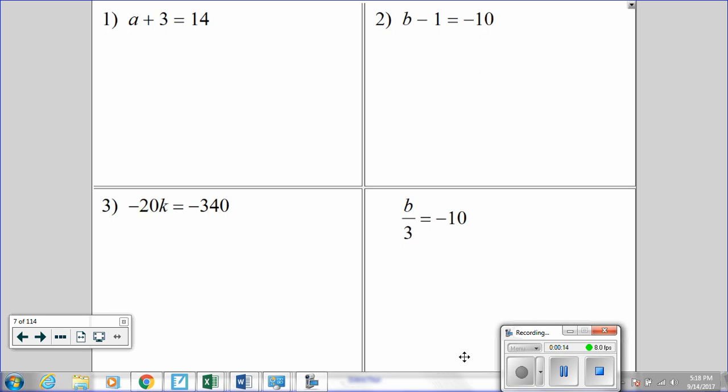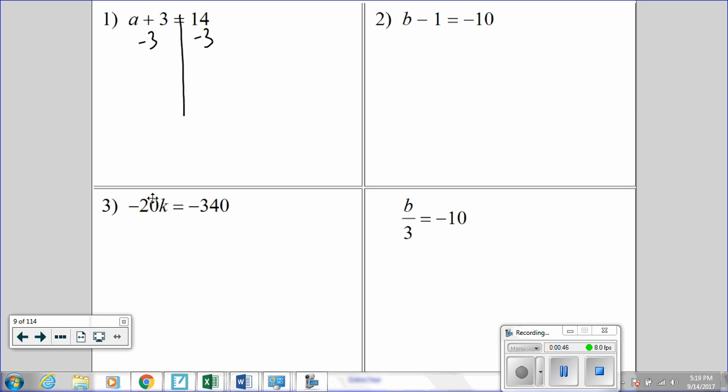Okay, now with working one-step equations, what you want to do is solve for the variable. So you want to remove or get the variable by itself. In order to do that, we're going to do the opposite operation. So here we have a positive 3. We want to do the opposite of positive 3. We want to combine something with it so we get 0 plus a, so it'll just be a. So in order to do that, you'll have to subtract 3 on both sides.